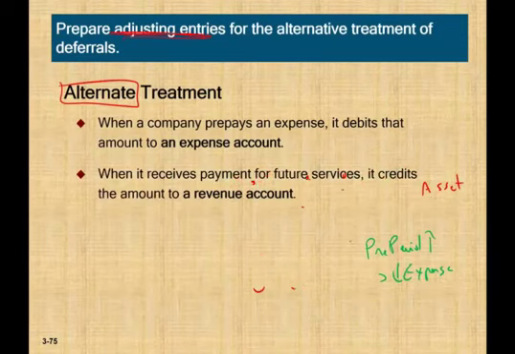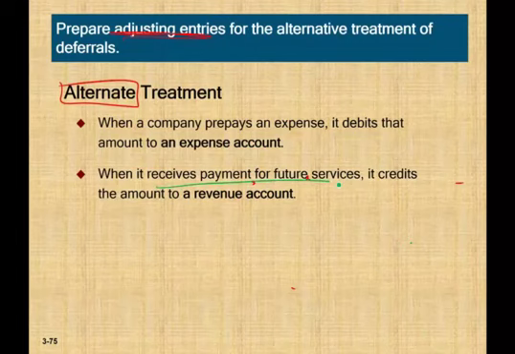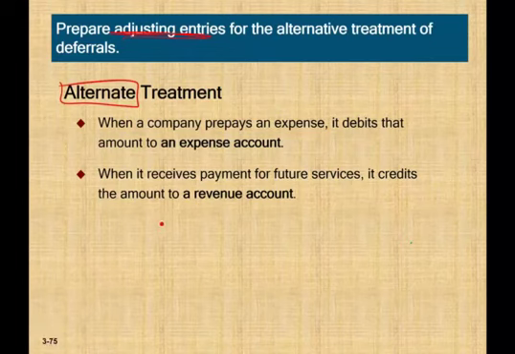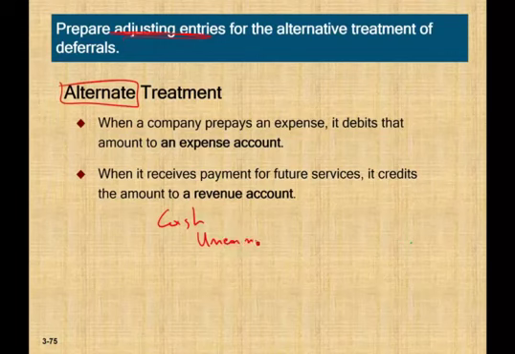So when we receive cash, here's what happens. When we receive cash for future services, we credit revenue. So let's first take a look at the traditional method. I will do the traditional method in red, and we're going to do those again in a moment. So under the traditional method, we debit cash, credit unearned revenue. This is the traditional method.